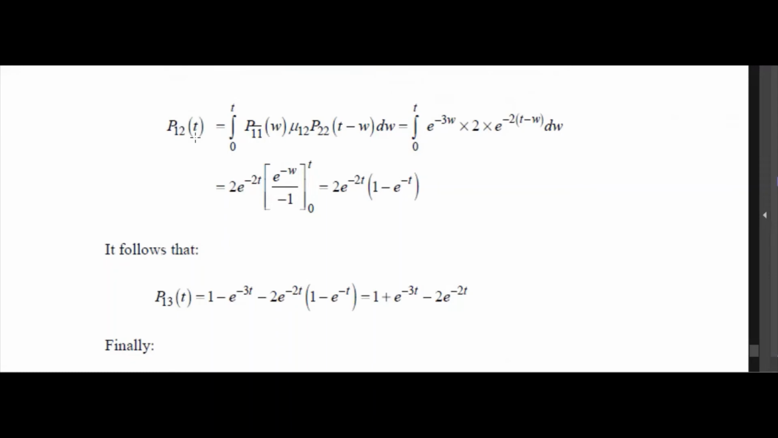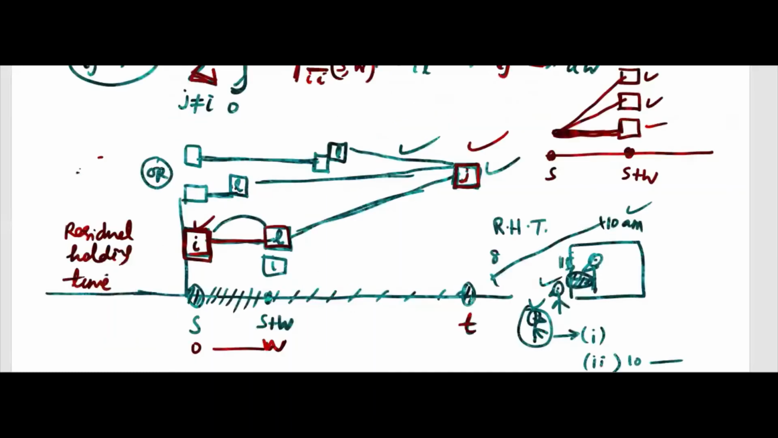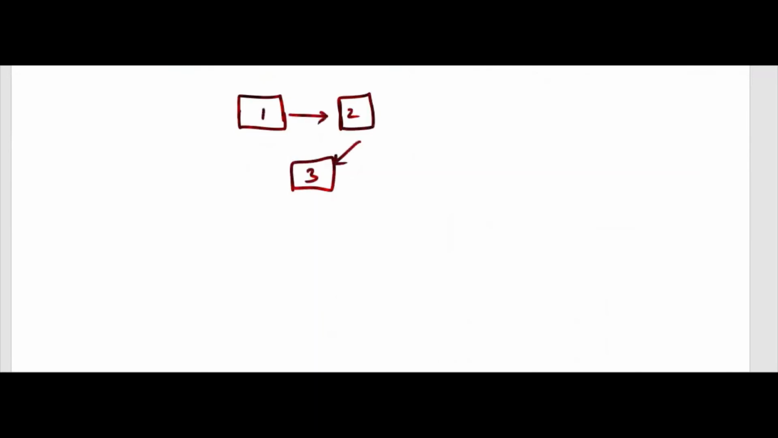Okay, so let's do P1 to T. Remember, this is the state diagram, 1 2 3, it was like this. So P1 to T, you have to find this one, and whenever we require the other one, we'll bring it from there. Even the question is here, I suppose.